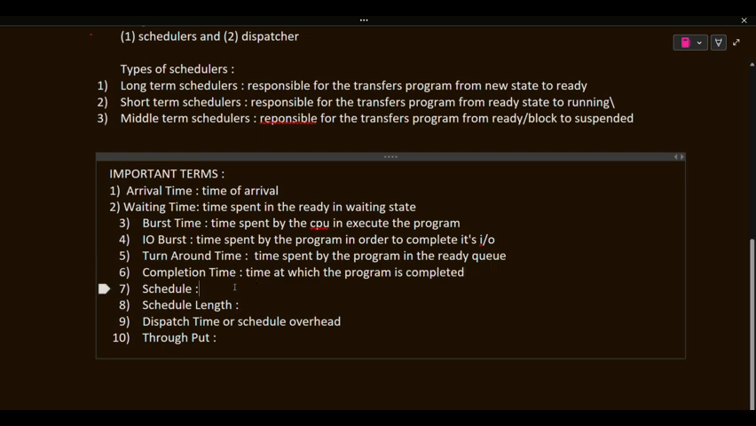The next one is the schedule. Schedule is an order of processes in which they have to be executed by the CPU. It can be simply said as the order of processes. Schedule length is the amount of time required by the CPU to execute all the n processes of the schedule, that is, the total time taken to execute all processes.